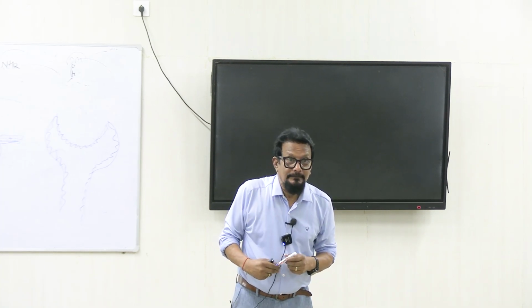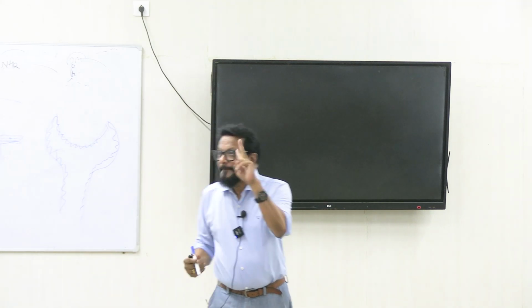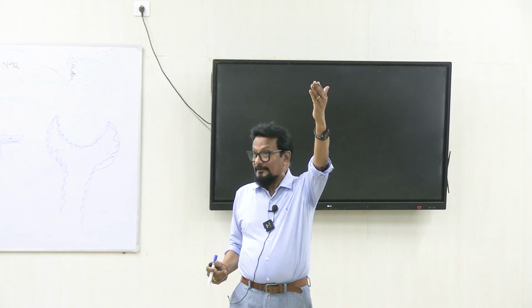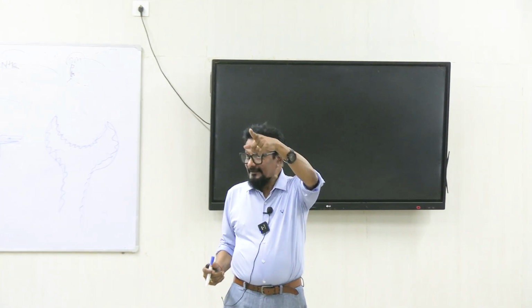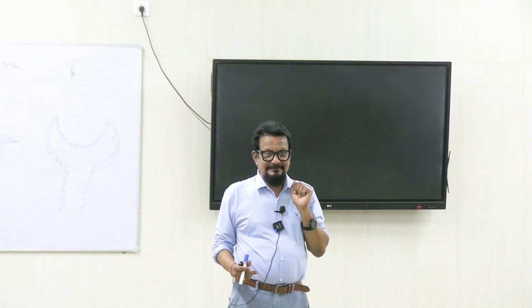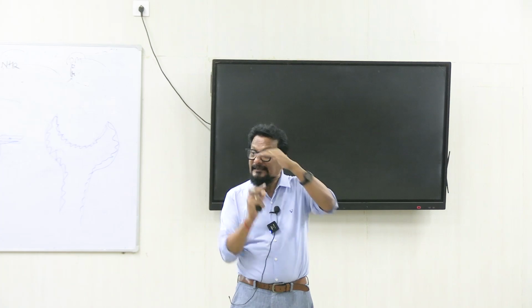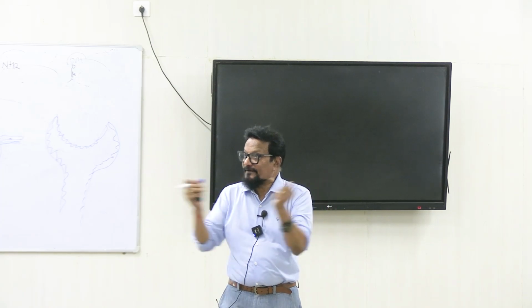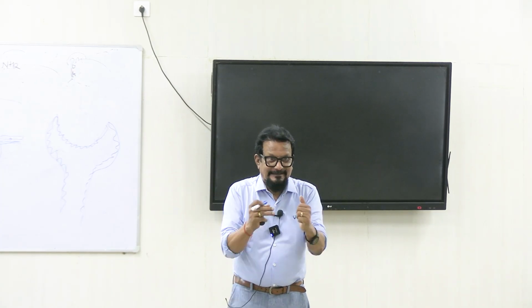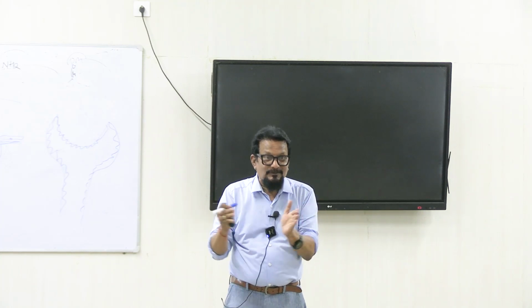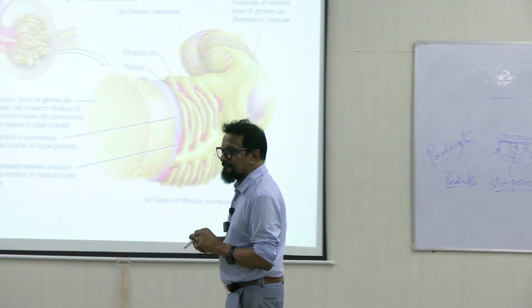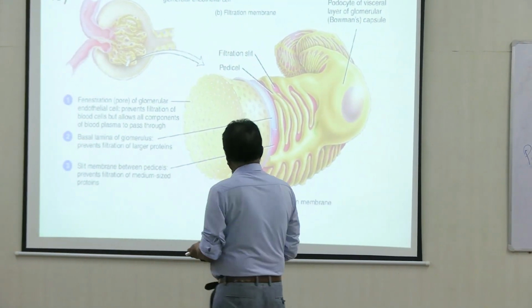Okay, now who will do it? We know there are two types of mesangial cells. One is extraglomerular, which we have seen in the JG apparatus. Another is glomerular mesangial cells. These mesangial cells are present in between the capillaries, and they can contract. When they contract, the capillaries also shorten. As a result, there will be shortening of the filtration surface area. Is that clear? Okay, fine.